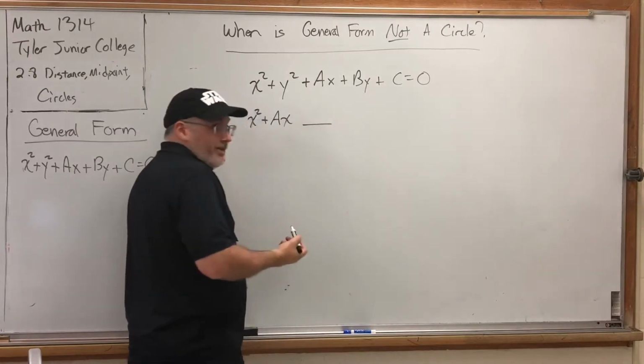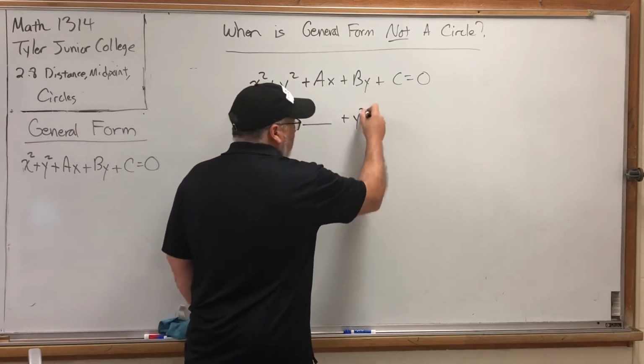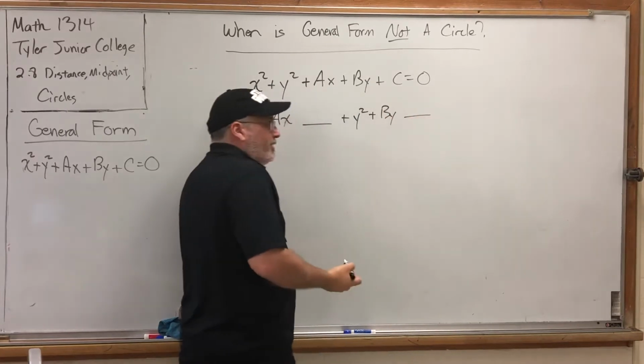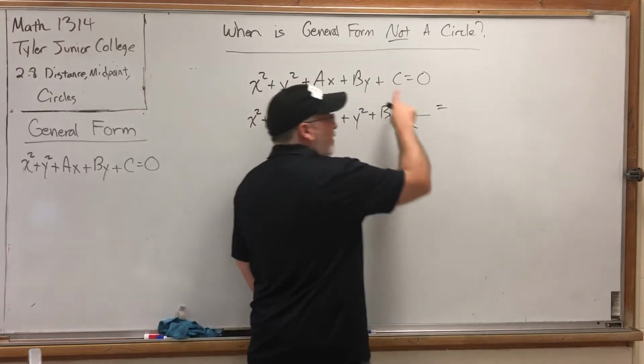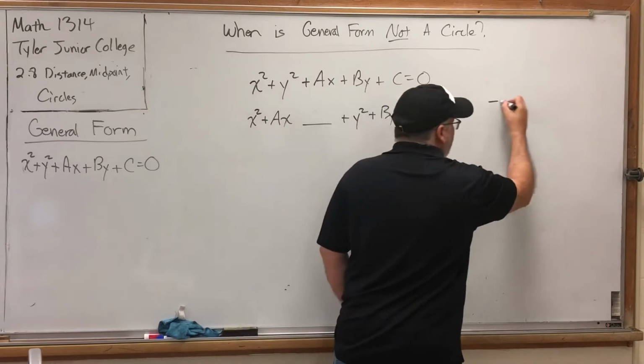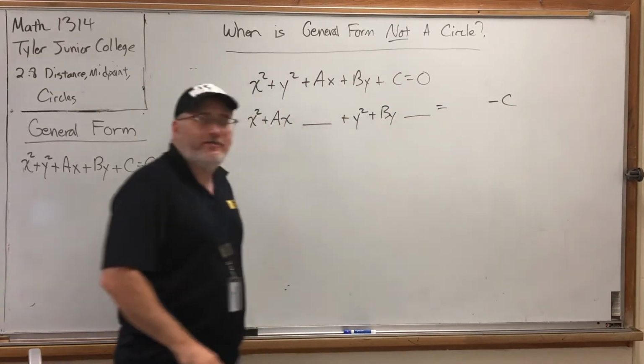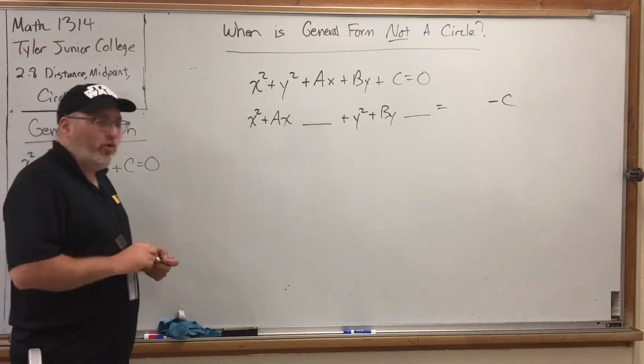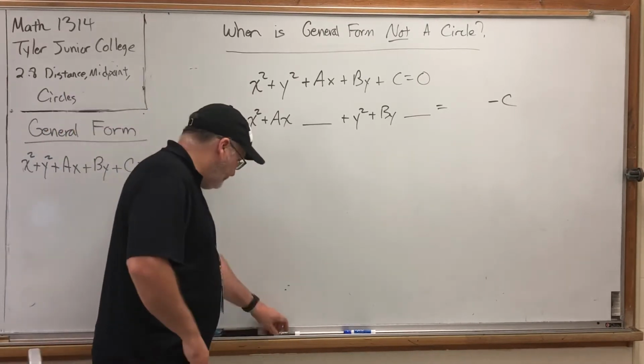Leave a blank to complete its square. The y terms together, plus y squared plus by. Leave a blank to complete its square. And at the same time, move the constant c over here, make it negative. And notice I left some space in front of it because I know I'm about to add things to both sides. So I'm going to put them in front of that c.